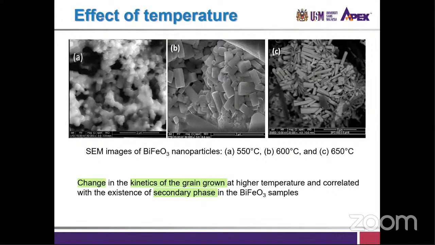We see the effect of the temperature from the SEM images. This is 550, 600, and 650. There is a change in the kinetics of the grain growth, while higher temperature correlates with the existence of a secondary phase. When it turns into rod particles like this, definitely in XRD we can observe the secondary phase of bismuth ferrites.